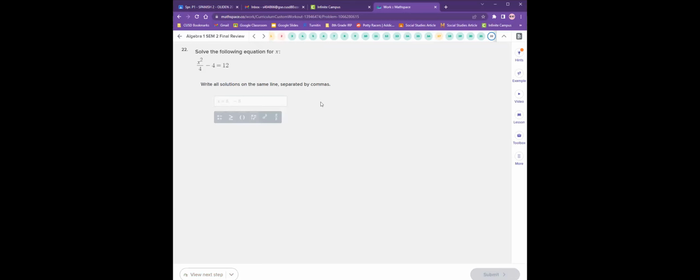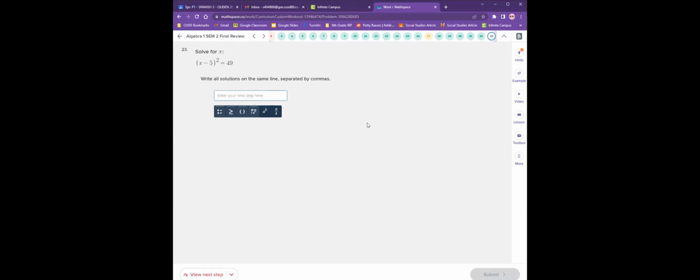I do not think you need to put the x in. Oh, it did want that. Yeah, because it wants it in a certain form. It told me that on 20. Are you guys using MathSpace? Yeah, MathSpace.